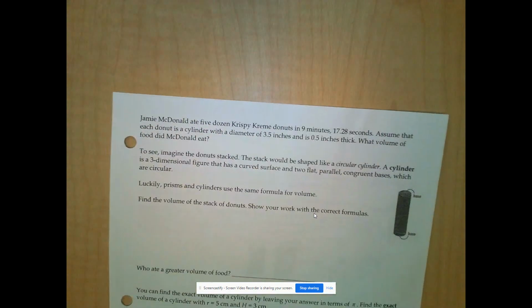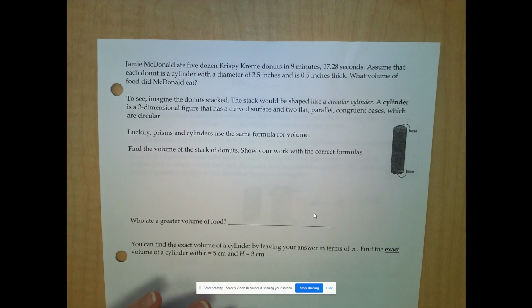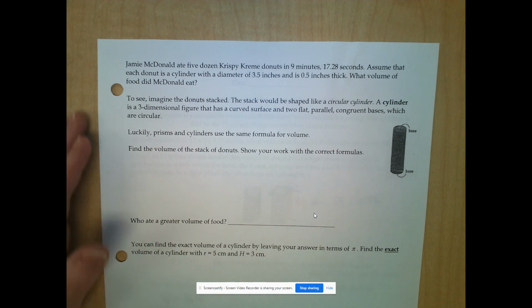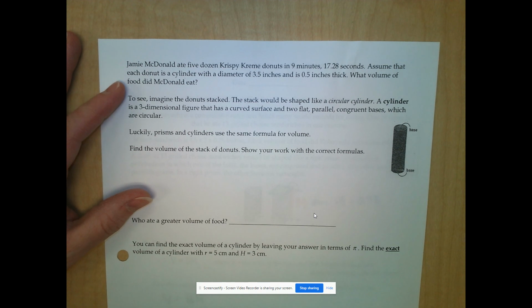Jamie McDonald ate 5 dozen Krispy Kreme donuts in 9 minutes, 17.28 seconds. Assume, guys, just a second, right? 5 dozen Krispy Kreme donuts. So if we can just take a moment to appreciate that is 60 donuts. Oh my gosh. Assume that each donut is a cylinder and assume that it has no hole. With a diameter of 3.5 inches and 0.5 inches thick, what's the volume of food that he ate?